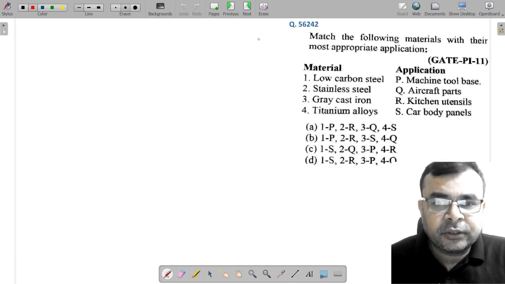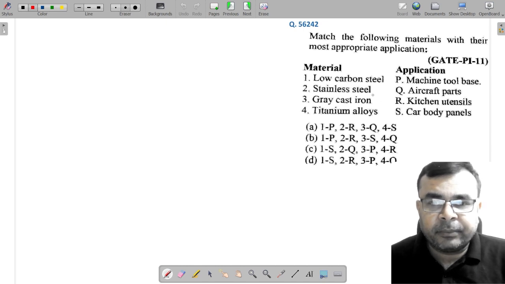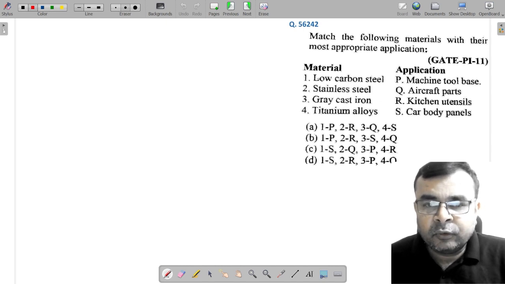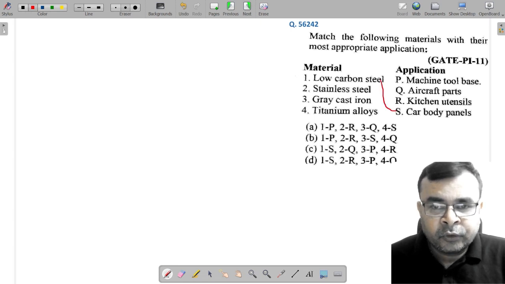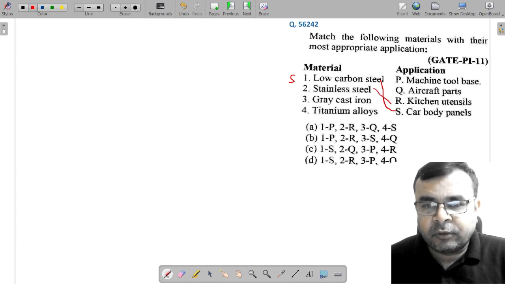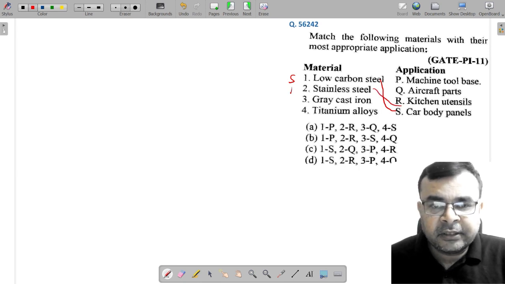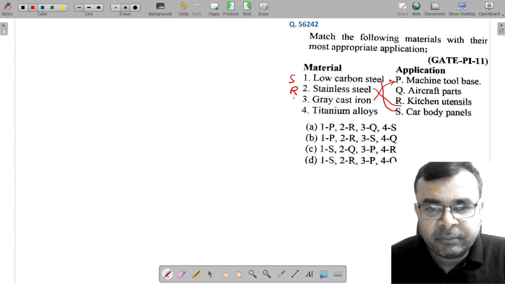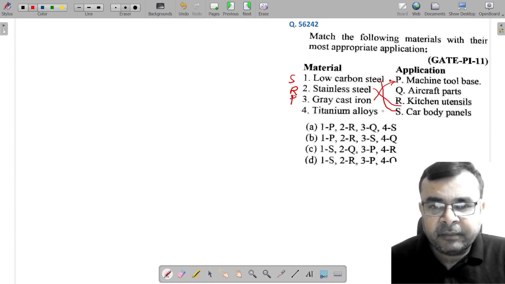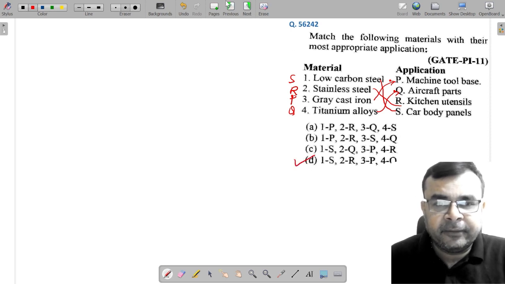Okay, so let's see another question. Match the following material with its most appropriate application. You can see low carbon steels are mainly used for making car bodies. Stainless steel is used for making utensils, so this is R. Gray cast iron is mainly used for making machine tool bases, because it has very good damping capacity. And titanium alloy is mainly used in aircraft industries, so this is Q. So S R P Q. The correct answer is option D only.